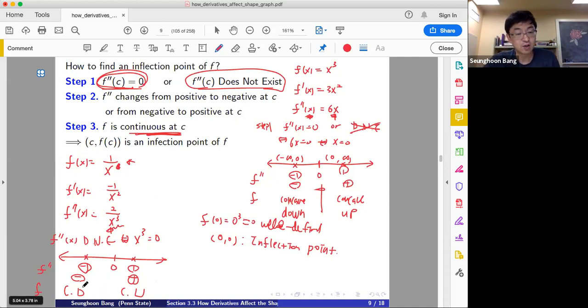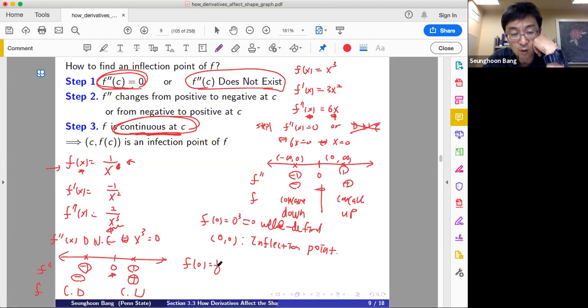The concavity changed at 0, right? Down to up. Concavity changed. The sign changed, negative to positive, right? So do we have an inflection point for f of x equals 1 over x? Yes? Unfortunately, no. Why? What's step 3? Continuous or not. Always check. How can you check continuity? You plug 0 into the original function. So f of 0, what's that? 1 over 0 is undefined. The function value is undefined.